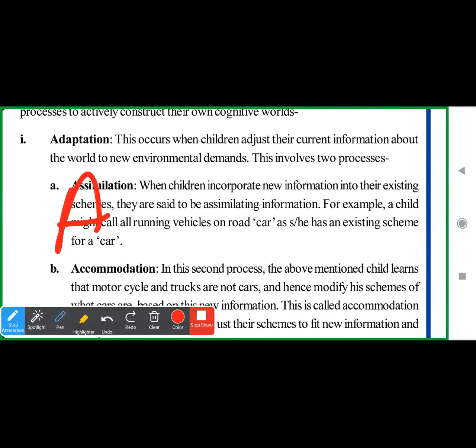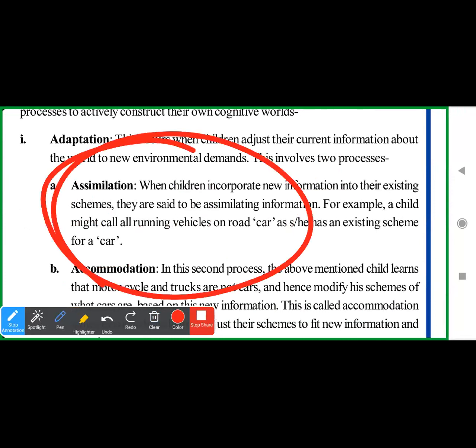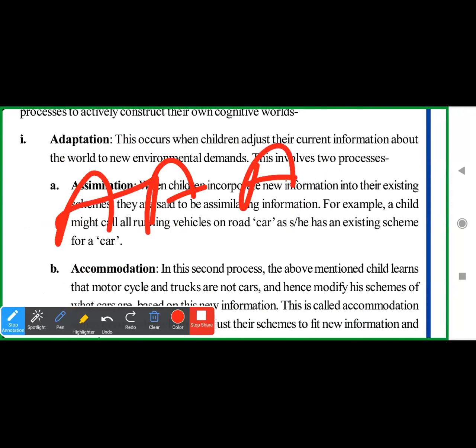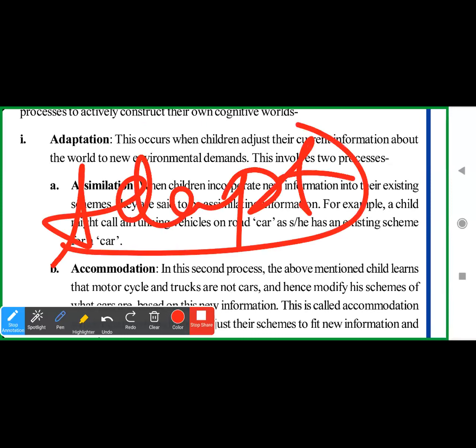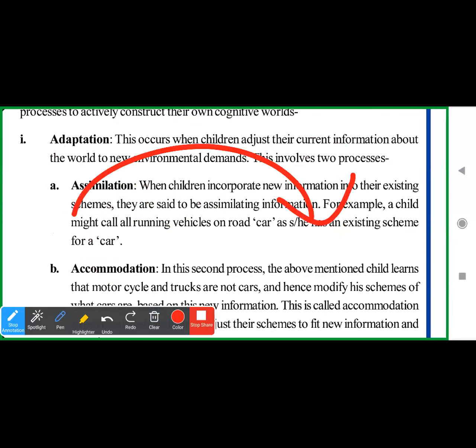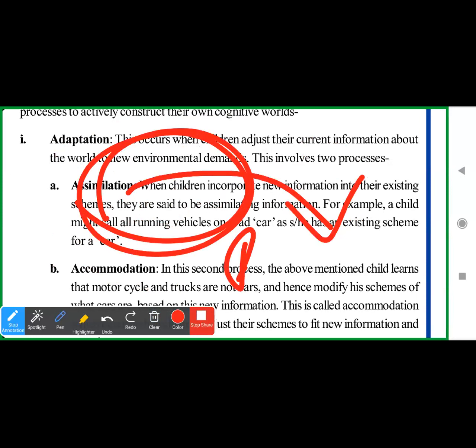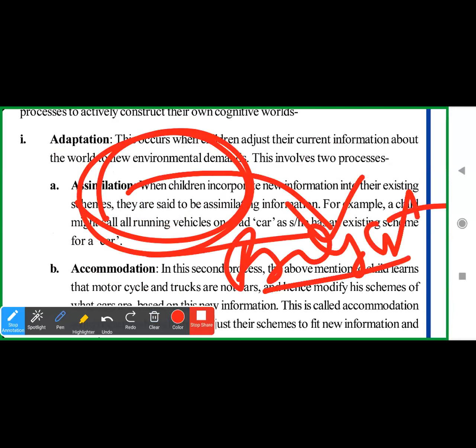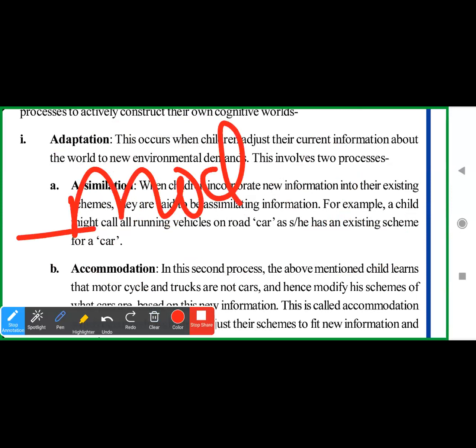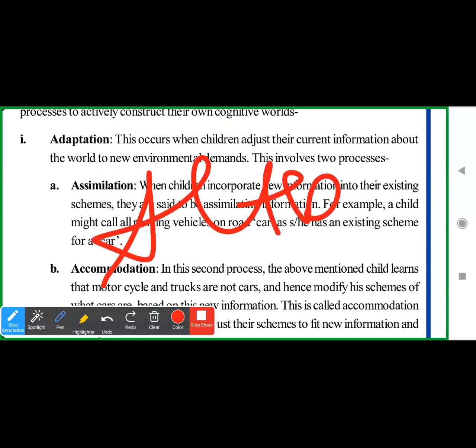Here are some of the steps which are mentioned. First is adaptation, second is assimilation and accommodation. These three are very, very important. You can remember it by AAA. Got it? What is adaptation? This occurs when a child adjusts their current information about the world to the new environmental demands. Okay? Adapt karna. What are we doing? We are adapting to the environment, to the world. We are adjusting our information according to the present. Got my point? According to the present, we are modifying our information. We are altering our information.